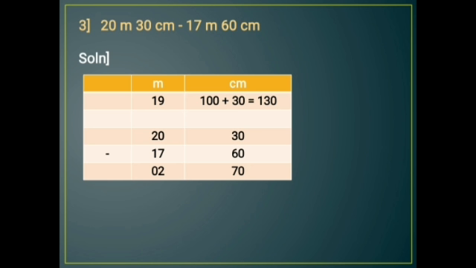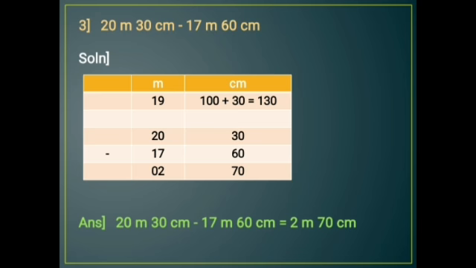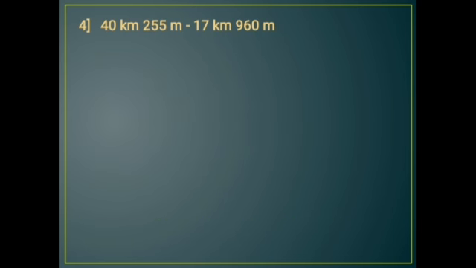So 1 meter we will write here as 100 plus 30 is equal to 130. So 130 minus 60 is 70 and 19 minus 17 is 2. So the answer: 20 meter 30 centimeter minus 17 meter 60 centimeter is equal to 2 meter 70 centimeter. Next, question number 4. 40 kilometer 255 meter minus 17 kilometer 960 meter.